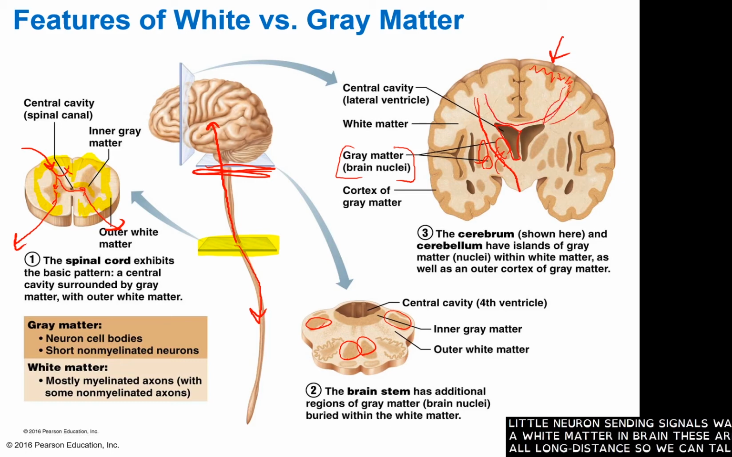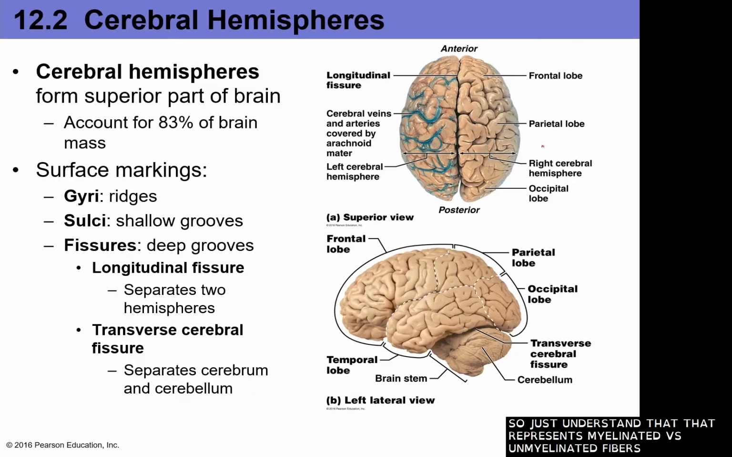So we're going to talk about how it could travel across the brain from one part of the cerebral hemisphere to the other, or out. So different communication networks that we can find throughout the brain. So again, pictures, and even if you dissect a brain, you can see these different regions of gray and white matter. So just understand that that represents myelinated versus non-myelinated fibers.